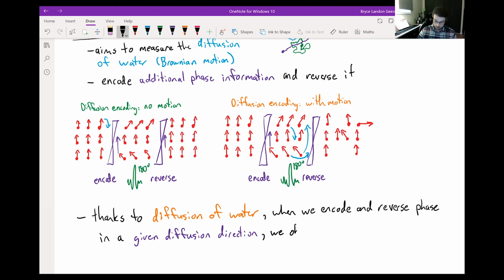We observe a decrease in signal. Maybe this is ringing alarm bells with the whole SNR conversation we had last session. If so, you're on the right track. But yeah, that's kind of the summary of diffusion-weighted MRI.